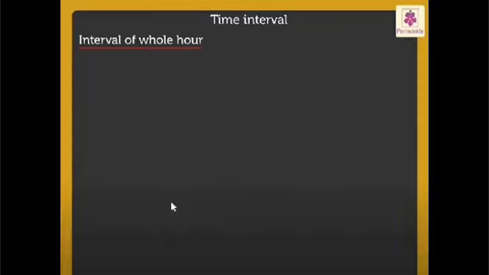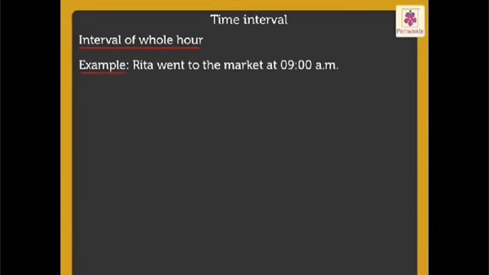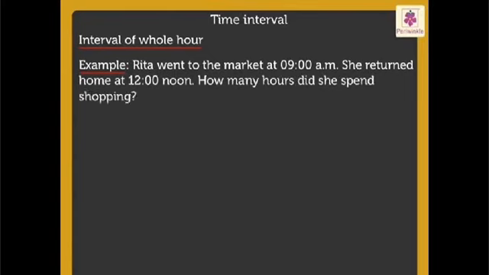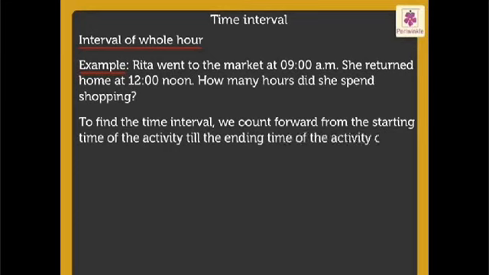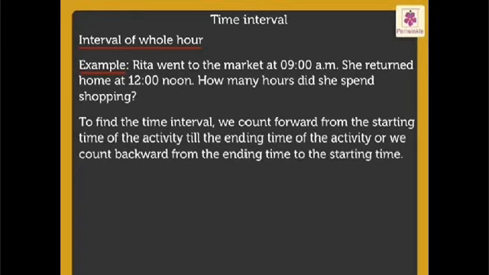Firstly, let us learn about the interval of whole hour. Example, Rita went to the market at 9 a.m. She returned home at 12 noon. How many hours did she spend shopping? In order to find the time interval, we count forward from the starting time of the activity till the ending time of the activity, or we count backward from the ending time to the starting time.